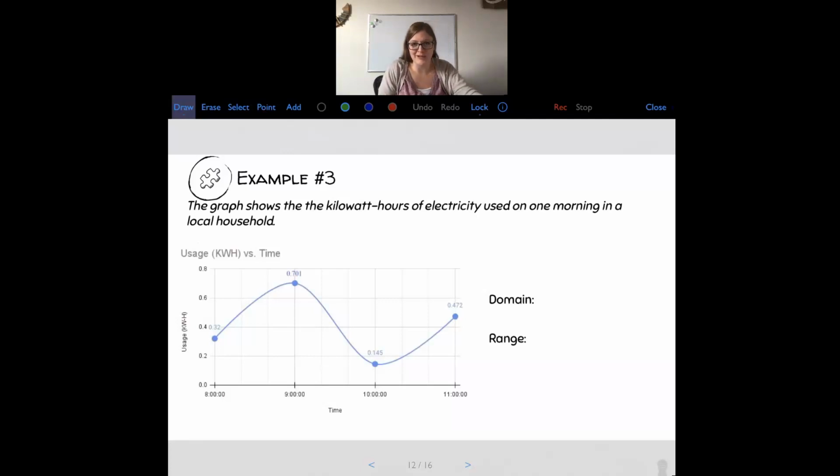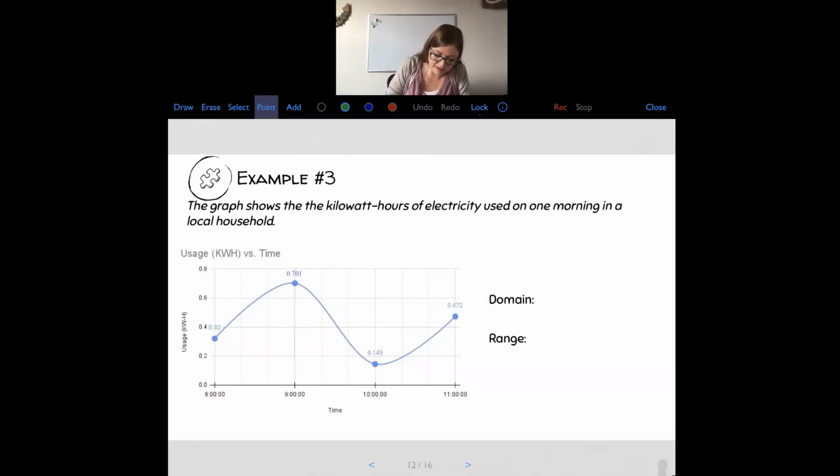It's also, if you don't pay your power bill yet, one day when you may pay your power bill, you're charged based on kilowatt hours. Okay, so that's where that comes into play. So first it's asking for the domain and the range. Our x-axis in this case is time. Our y-axis is usage. So at 8 a.m., this household used 0.32 kilowatt hours. At 10 a.m., 0.145 kilowatt hours, and so on and so forth.